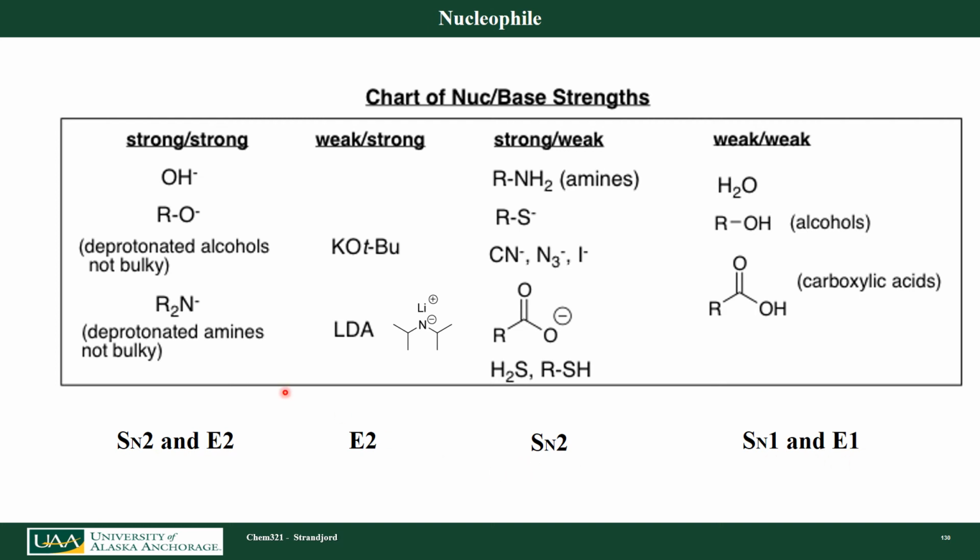So if I put this all together, if I have a strong base that is also a strong nucleophile, those tend to favor SN2 or E2 reactions. If I have a weak nucleophile but a very strong base, those tend to favor E2 reactions, and those are typically the bulky ones. If I have a strong nucleophile but a weak base, I can get exclusively SN2 as long as I'm working with a primary alkyl halide. And then finally, my weak nucleophiles or weak bases, my solvents, they undergo both SN1 and E1 reactions, solvolysis.